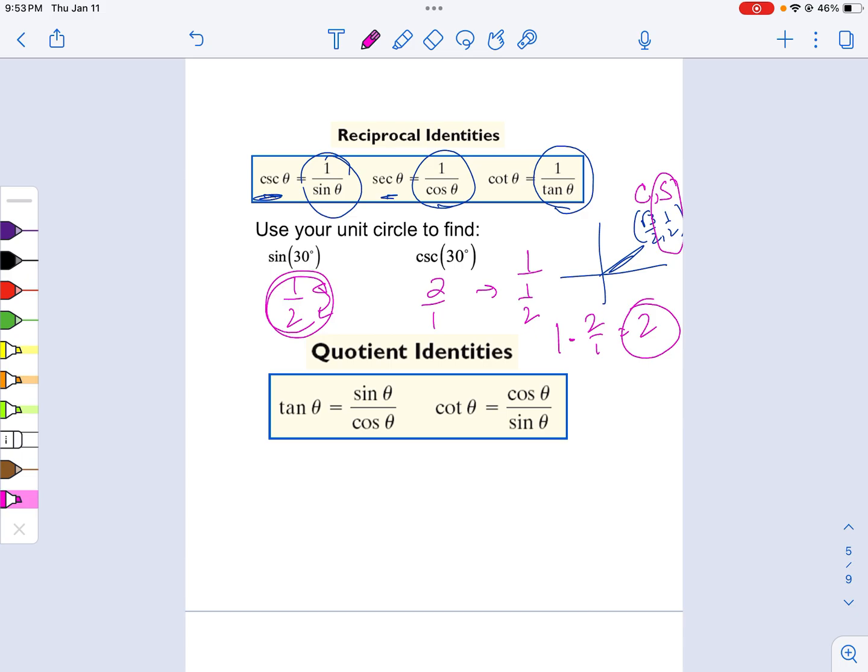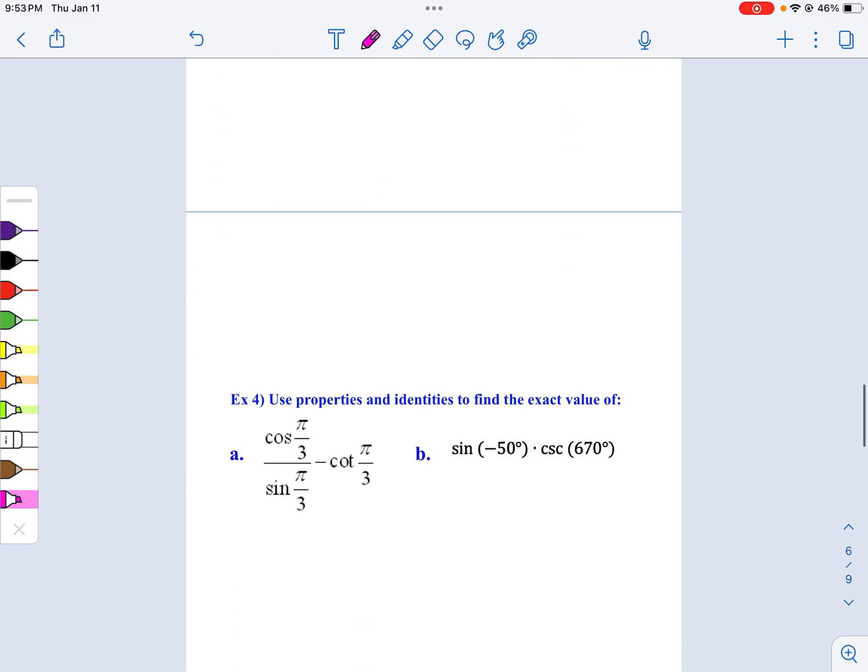Couple other really important properties are the quotient identities. We said that tangent is y over x, right? Well, we also said that the y value is sine and the x value is cosine. So really, tangent is just sine over cosine, or the y value, which represents sine, over the x value, which represents cosine. Okay, and cotangent's the reciprocal, so that's just x over y. And again, x represents cosine, y represents sine. So again, these are more properties that we will use quite often as we get further into trig.